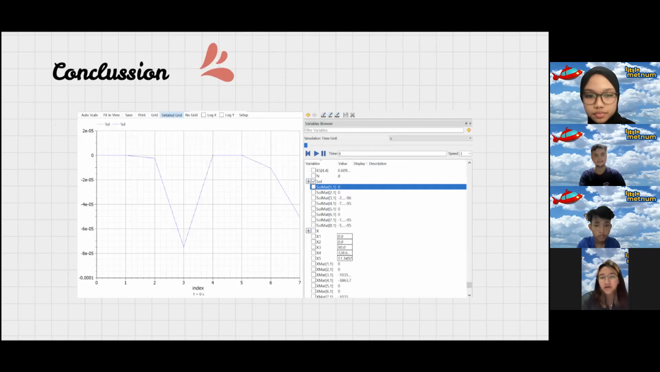Okay, so for the conclusion, just like you can see in the picture, it's showing a line chart, and the variables are x and x, etc. Next slide.